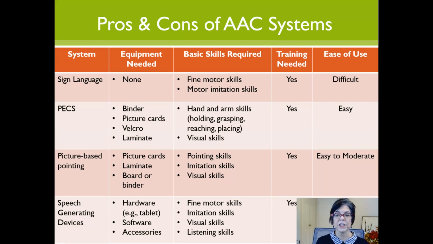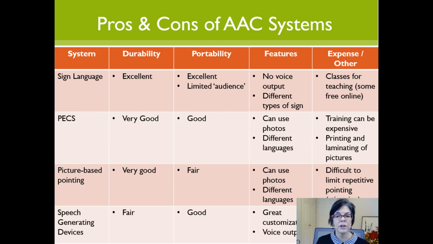Then we'll go back to picture exchange, so PECS, the Picture Exchange Communication System. You need equipment, so there are a number of things you have to buy. There are prerequisite skills for that: hand and arm skills, visual skills. Training, again, is needed. You need to be trained in that system. It is very systematic and manualized, and you should follow it to get the best outcomes. It's an easy system to be trained in and use. And for PECS, good durability, good portability. You can use photos, so real-life representation, and you can use different languages with picture exchange.